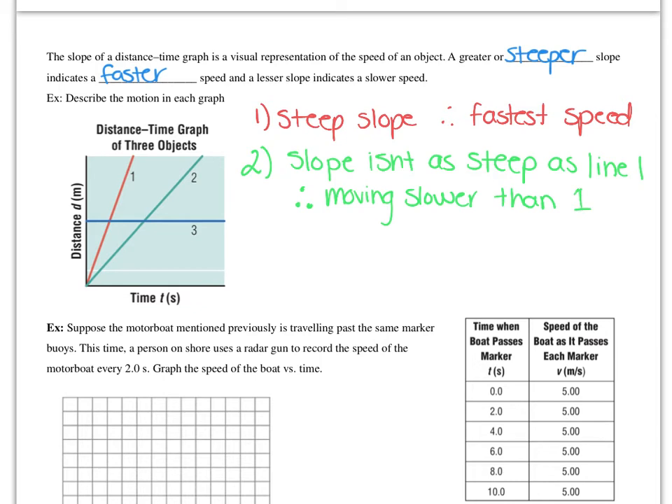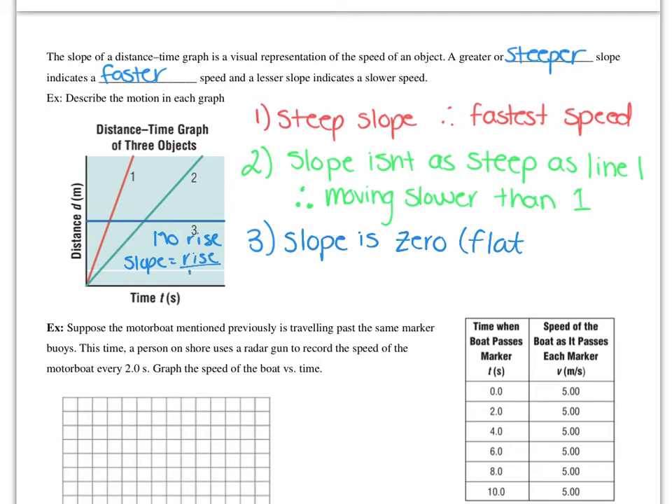Line 3 is flat. We can see that it is gaining no distance over time. If it is gaining no distance, that means it's not moving. If it's not moving, the speed is 0. So because slope is 0, it's flat, the rise is 0. So no rise in this one, for our slope equals rise over run formula. Therefore, the speed was 0.